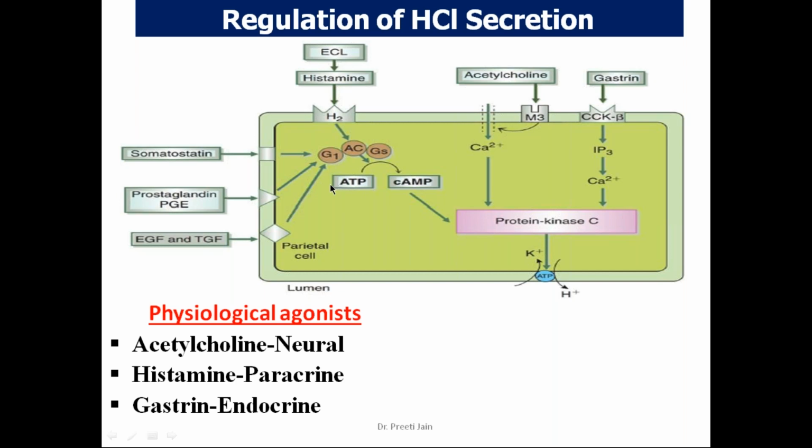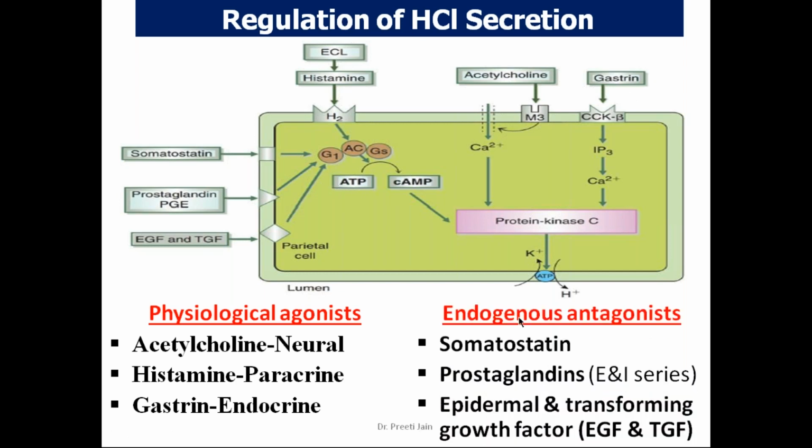Okay, all of these you can also inhibit. There are certain endogenous antagonists present in our body. Endogenous means which is present within our body. So you have somatostatin, prostaglandin E, epidermal growth factor and transforming growth factors. All these are acting through inhibition of the adenyl cyclase enzyme.